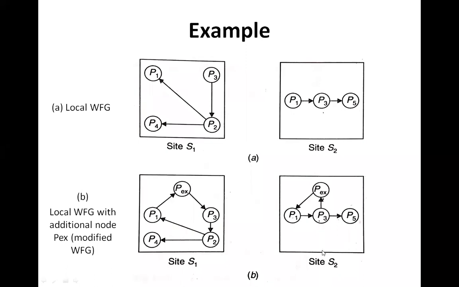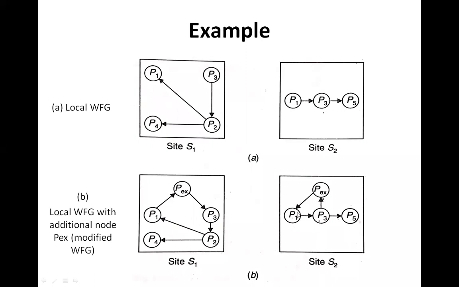Now let's come to site number 2, that is S2. Now we have an edge from P3 to PEX. This edge is added because process P3 is waiting for a resource at site S1. So P3 to PEX will be an edge in this. And the resource for which P3 is waiting is held by P2. And there will be an edge from PEX to P1.